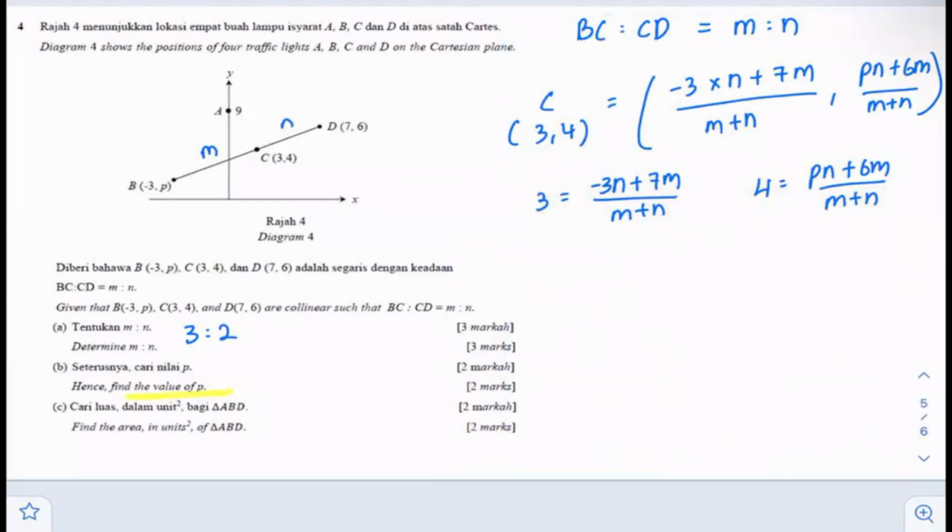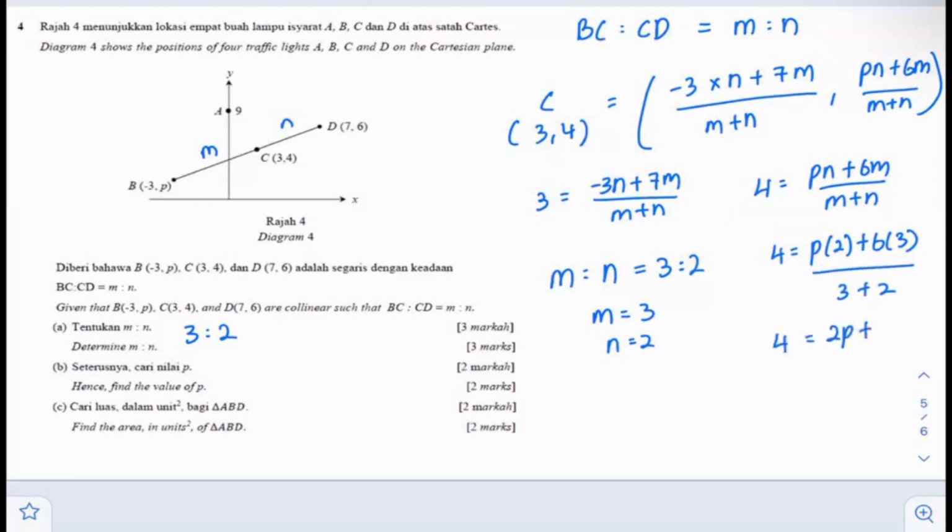So to find the value of P, we need to compare the Y here. As we already know, the ratio of M to N is 3 to 2. So we can say when M equal to 3, N equal to 2. So we put them into this equation here. 4 equal to P multiplied with 2 plus 6 multiplied with 3 divided by 3 plus 2. So 4 equal to 2P plus 18 divided by 5. 20 equal to 2P plus 18. So 2P equal to 2 and P equal to 1. So the answer is P equal to 1.